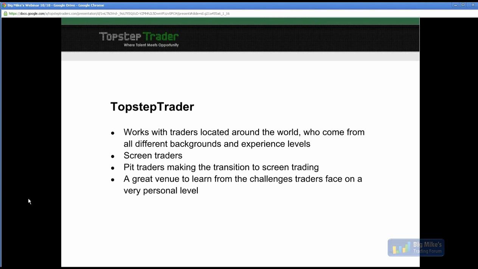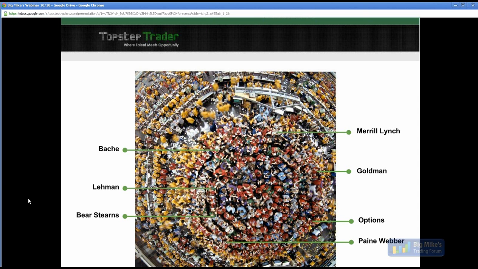We're going to take a look here at the pit. This is the S&P pit, pictured from above, probably pretty close to its heyday, nice and packed. A lot of people in there.